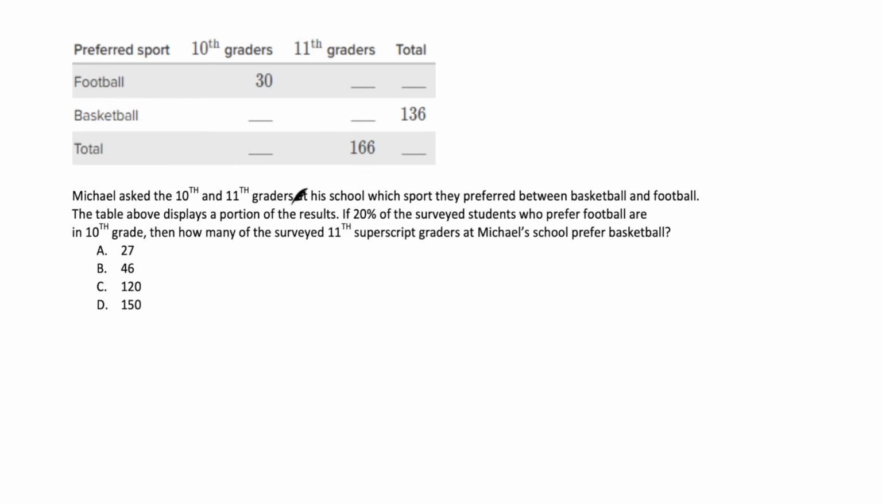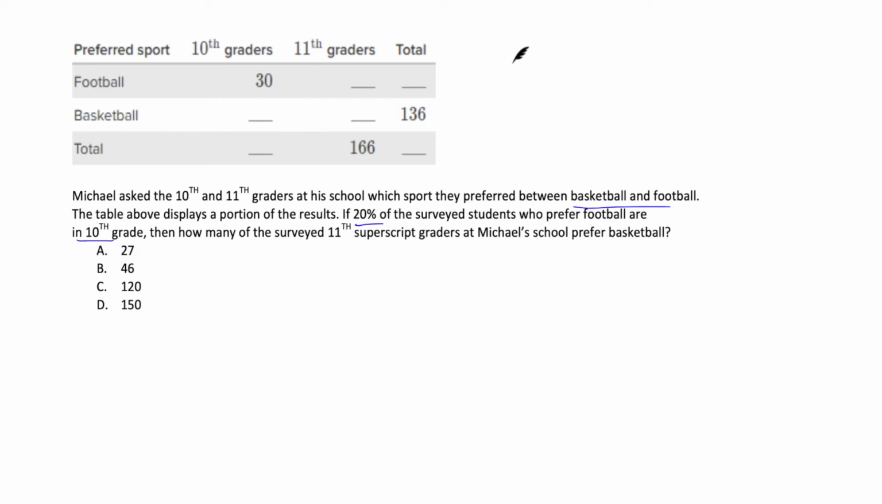Next question. Michael asked the 10th and 11th graders at his school which sport they preferred between basketball and football. Okay, so we have got football, basketball here, we've got 10th graders, 11th graders here. And this is the total column that we have. The table above displays a portion of the results.